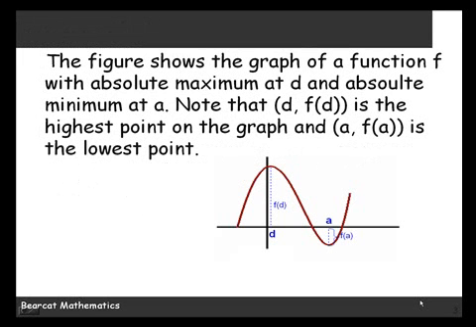The figure shows the graph of a function f with absolute maximum at D and absolute minimum at A. Note that the point D, f of D is the highest point on the graph, and A, f of A is the lowest point on the graph, on the interval that's shown.